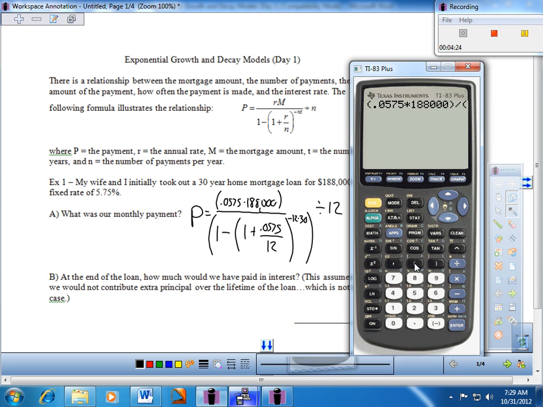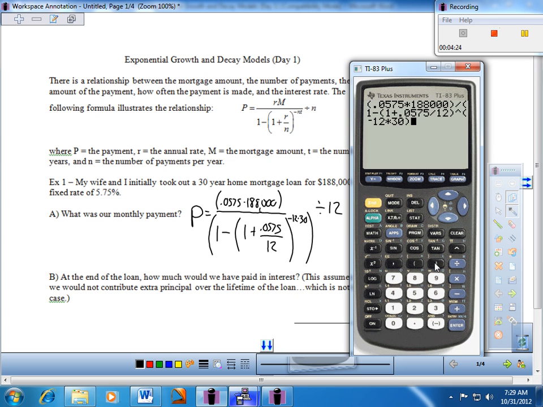I've got parentheses, 1 minus, and then another parentheses. You can see that compound interest type of form show up in this formula, the 1 plus R over N to the NT. It's just a little variation on that. But 0.0575, there we go, divided by 12. Okay, keep it going here. I'm going to raise that, and again I'm going to put parentheses around that negative 12 times 30. Let's see if that plays out.